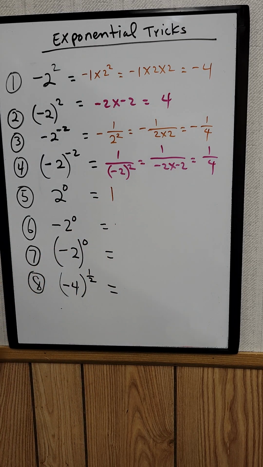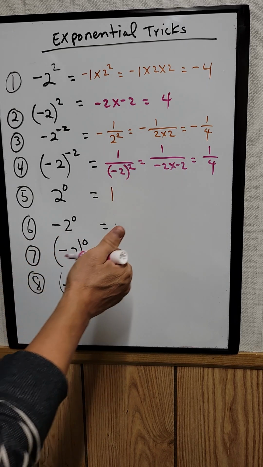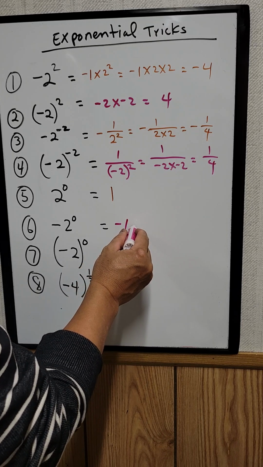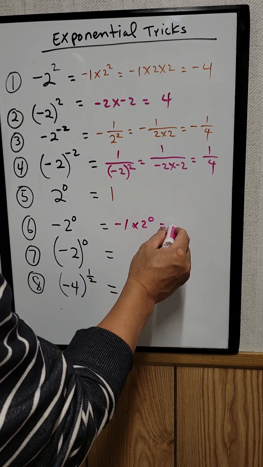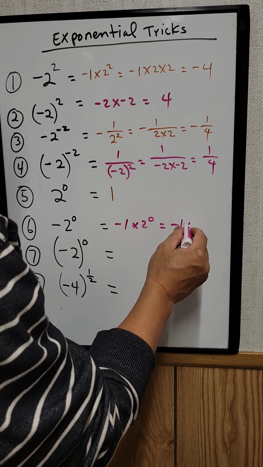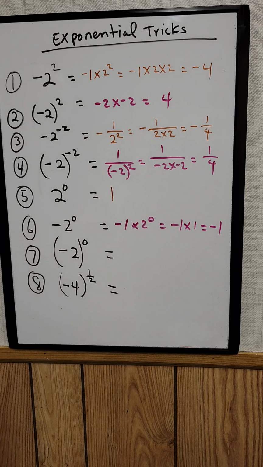Okay. How about this one? Negative 2 raised to 0 power. So this one, you can rewrite this as negative 1 times 2 raised to 0 power. 2 raised to 0 power is equal to 1, so negative 1 times 1 is negative 1.